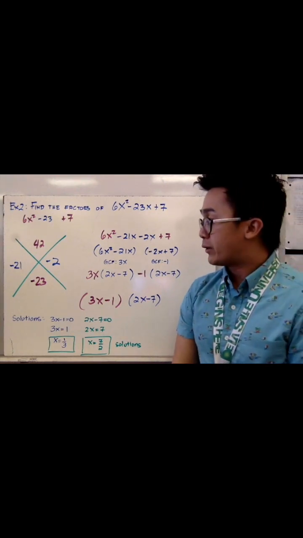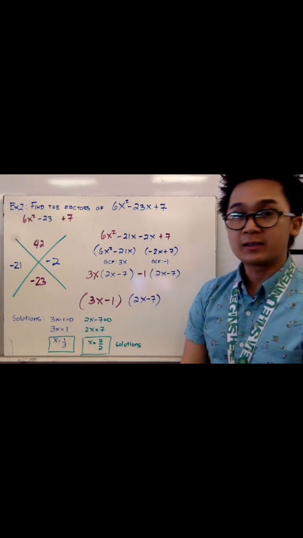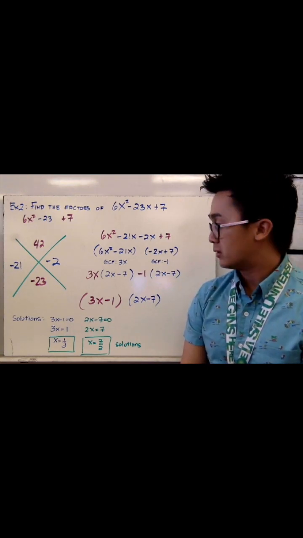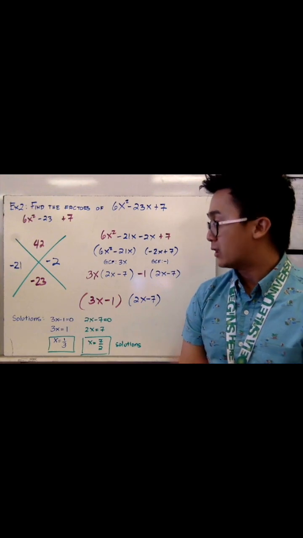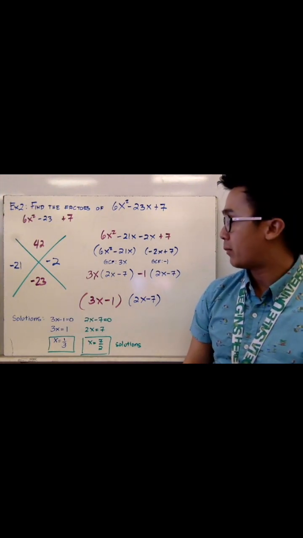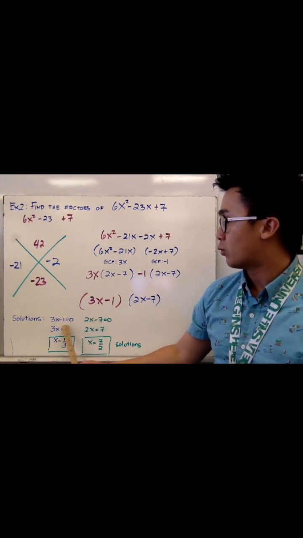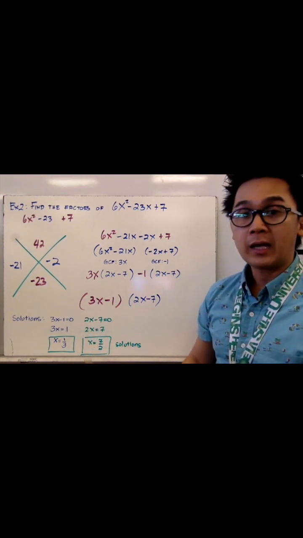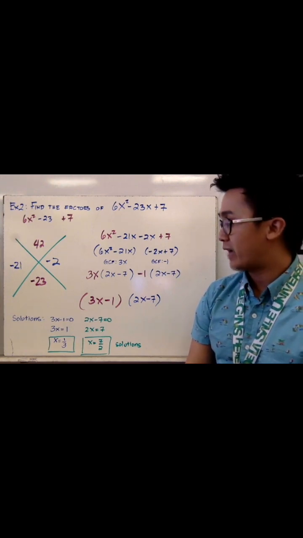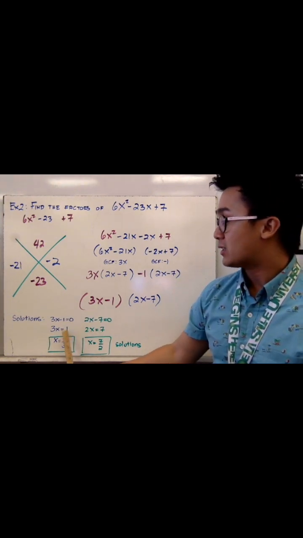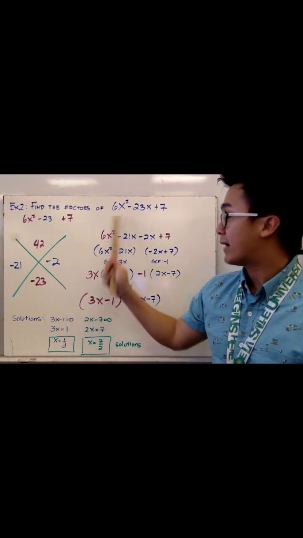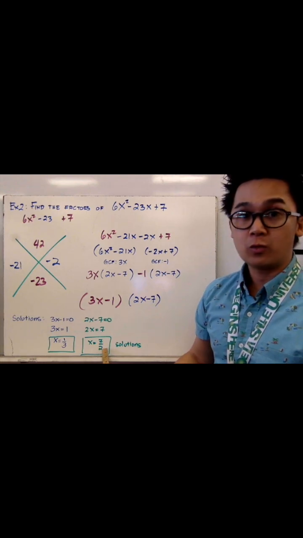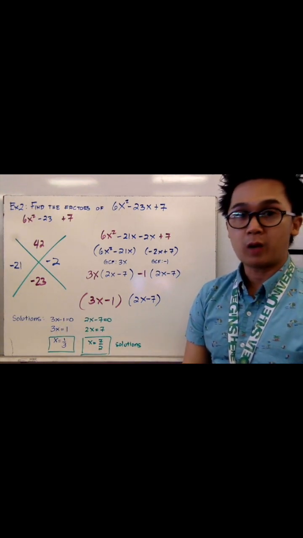Now, another use of factoring is to help us solve for the solutions of a quadratic equation or any polynomial for that matter. So in this case, using the zero product property, if we set 3x minus 1 equal to 0 and 2x minus 7 equal to 0, we'll be able to solve for the solutions of our quadratic equation. And in this case, the solutions of this particular quadratic equation will be x equals 1 over 3 and x equals 7 over 2 by the zero product property.